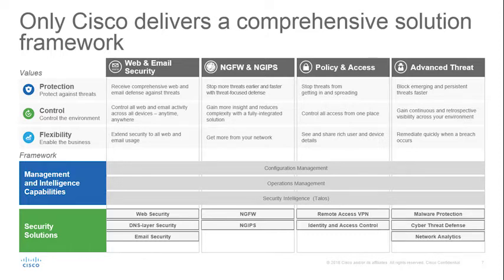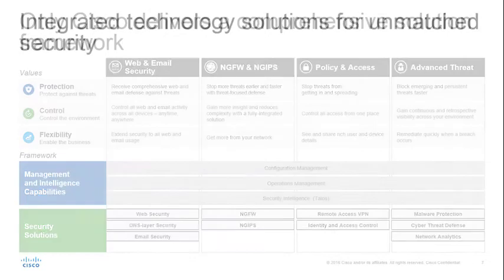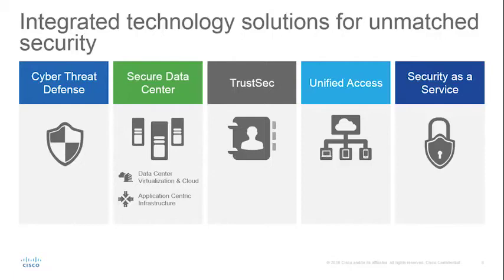Today, we will take a high-level look at 5 cross-architecture technology solutions that all fit inside this framework: cyber threat defense, secure data center, unified access, TrustSec, and security as a service. These solutions are cross-architectural, integrated offerings brought together into business-enabling configurations. Cisco's broad portfolio of solutions delivers unmatched visibility and continuous advanced threat protection across the entire attack continuum, allowing you to act smarter and more quickly before, during, and after an attack.